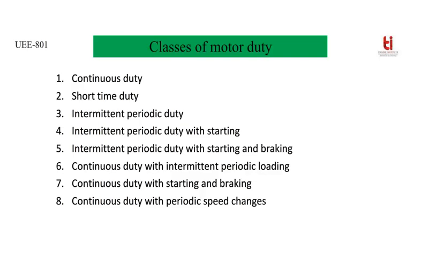So from these classes you can observe whether it is continuous or intermittent. Continuous duty means your machine is always on. That means it may be in unloaded or loaded conditions. Short time duty means for some duration of time your machine is on, then the machine is off. The difference between short time duty and intermittent periodic duty is that in short time duty the machine is off for a long duration of time, but in intermittent periodic duty the machine is off for a short duration of time.